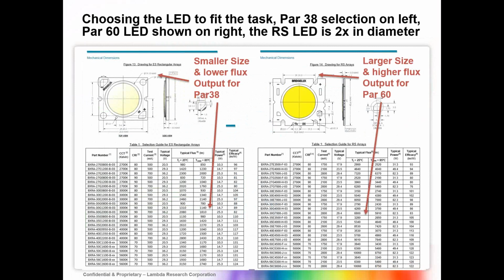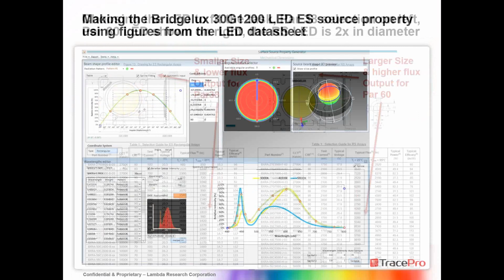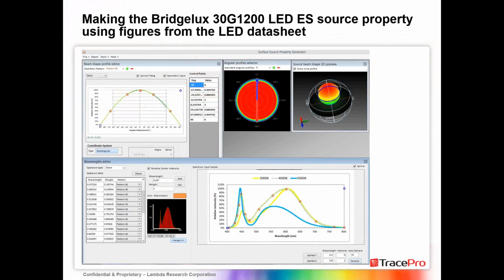I'm going to show you a couple more options, but first, let's bring this particular array into TracePro. To do that, we use the surface source property generator. This allows us to specify the angular and spectral information and add this to our TracePro database. So first of all, most LEDs are Lambertian in their output, and we can see the beam shape profile editor over there in the top left-hand corner, and that allows us to put in the angular displacement. And then on the right, we've done a screen capture of the spectral information, and we're going to digitize this in and use that as our spectral information for this particular lamp.